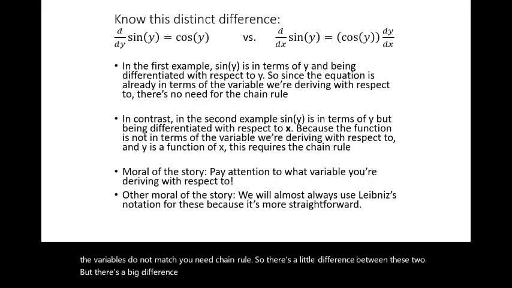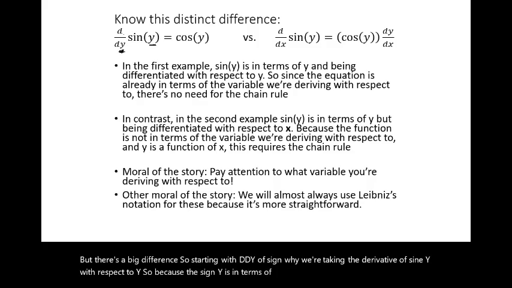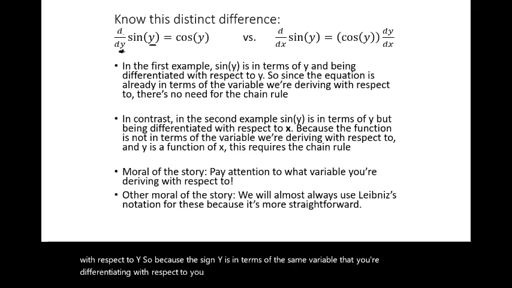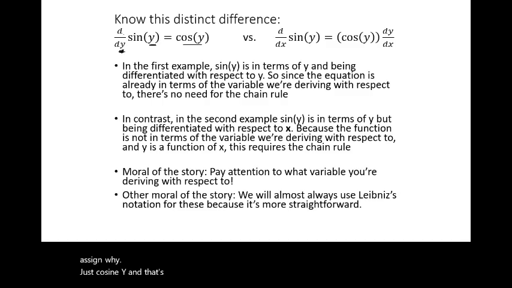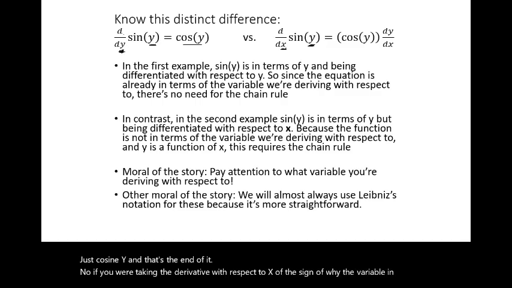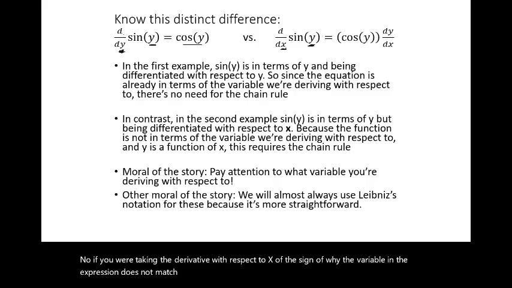So starting with d/dy of sine y. We are taking the derivative of sine y with respect to y. Because sine y is in terms of the same variable that you're differentiating with respect to, you don't need chain rule. So the derivative with respect to y of sine y is just cosine y, and that's the end of it. Now, if you were taking the derivative with respect to x of the sine of y, the variable in the expression does not match the variable you're differentiating with respect to. So sine of y is not in terms of the same variable that you're differentiating with respect to.